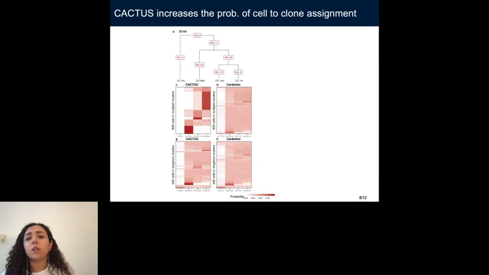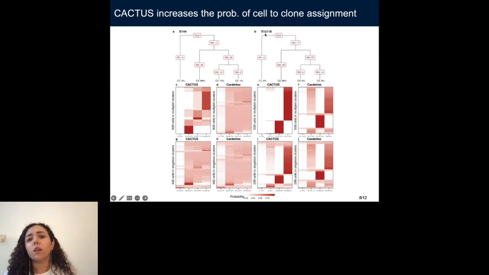We have also another data, 1218. You can see the tree and the results of CACTUS and Cardellino here. And you can see here, even when we have singleton clusters, we are more certain about the assignment. Both Cardellino and CACTUS are certain and the same in singleton, actually, but in multiplet again we are more certain than Cardellino here.